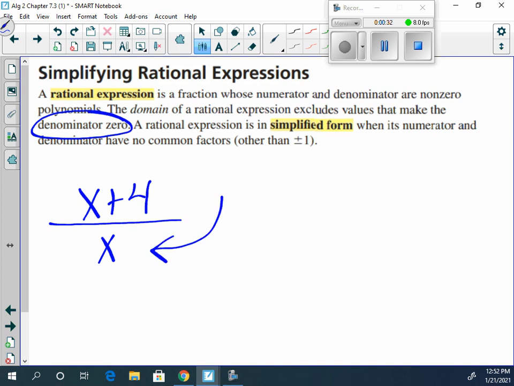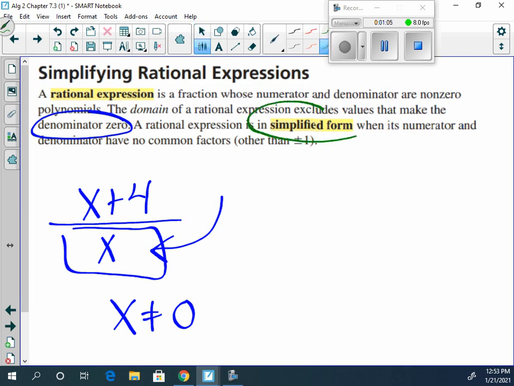Anything that makes the bottom of the fraction 0 will not be included. We have to exclude those values because we cannot divide by 0. We cannot have 0 in the bottom of the fraction. So anything that's going to make the denominator 0, we have to exclude. Well, for this here, x cannot be 0. That's the only value that wouldn't work. So if we look at any of these rational expressions, we're going to have to figure out what values of x or y or any of the variables would make the bottom of the fraction 0.